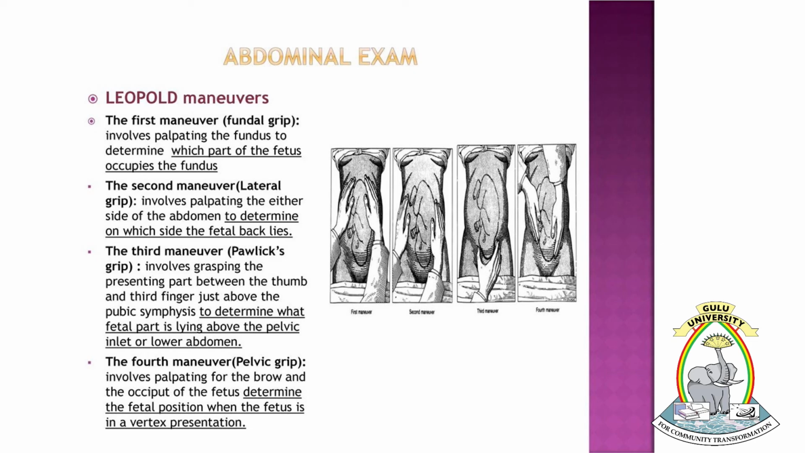Is it the back, or what exactly is there? And then in the third maneuver, you're looking at what they call the Pawlik's grip. You actually use your dominant hand to feel and see what part of the fetus is occupying the lower uterine segment. And then the fourth maneuver is called the pelvic grip, in which case you're trying to look at the position of the fetus. In a vertex presentation, you're trying to look at is it a right or left occiput, anterior position.